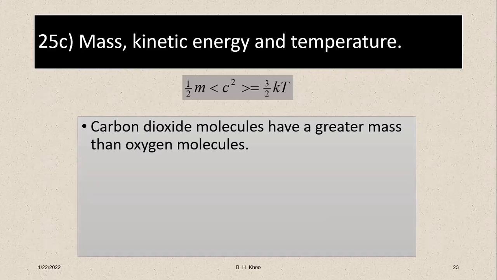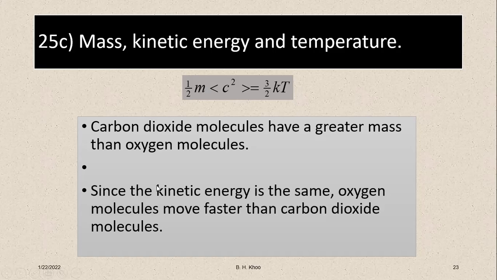Carbon dioxide has a greater mass than oxygen. Hence, the kinetic energy is the same, right? Because of the same temperature. The oxygen molecule, with smaller mass, will move faster. This is constant. Smaller mass, this one will be larger, that means it moves faster. Know how to read the formula, that's all. This is constant. Larger mass, smaller speed. Okay.